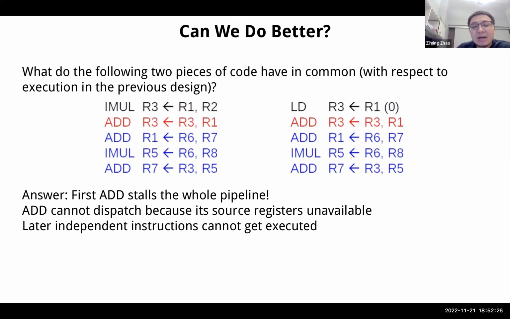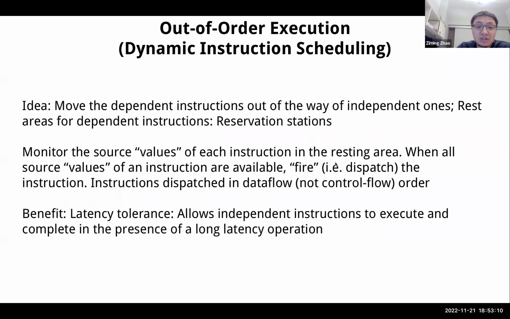But from the computer architecture level, the first AND instruction stalls the whole pipeline because it has to wait for the result of this instruction. When this instruction is not done, we cannot execute the second instruction. The same thing here, right? Because the latter instructions are dependent on the previous instructions. Okay.